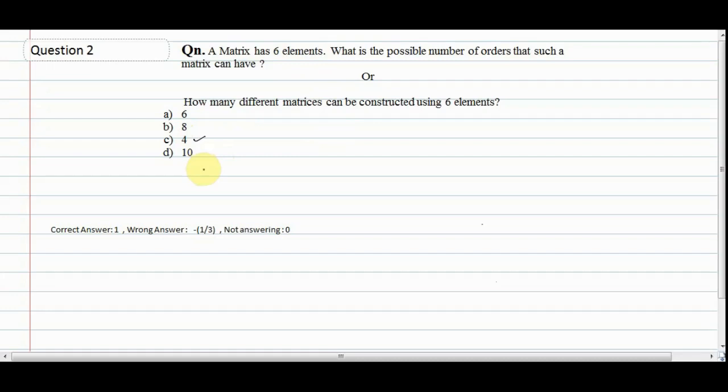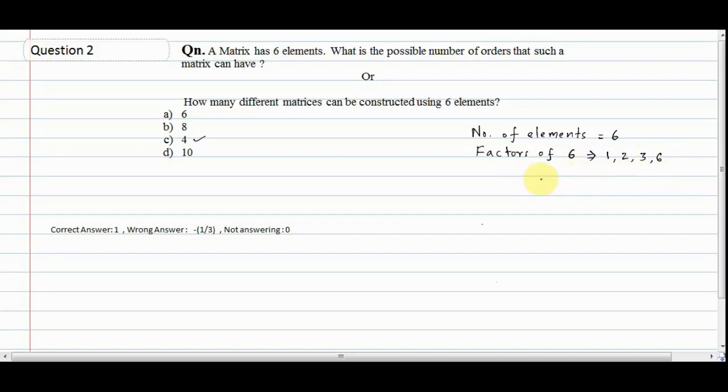Let's see how to solve this problem. Here the number of elements is given as 6. So what we have to do is find out the factors of 6. Which numbers are factors of 6? 1, 2, 3, 4. Is 4 a factor? No. 5, no. 6. 6 itself is a factor of 6. So the number 6 has 4 factors: 1, 2, 3 and 6.